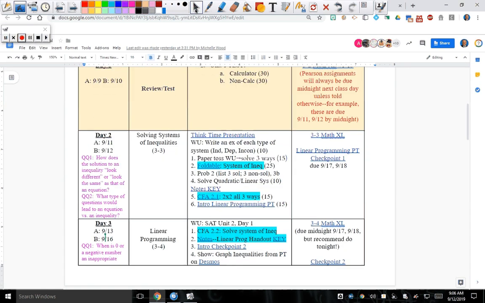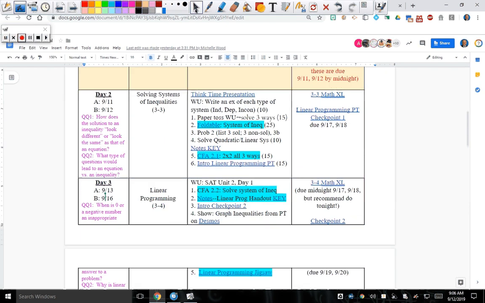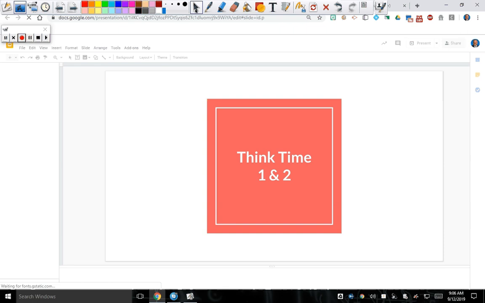Unit 2, Day 2. The two questions that I have for you today are: how does the solution of an inequality look different or look the same as that of an equation? So an equation has this equal sign. An inequality is less than or greater than, less than or equal to, or greater than or equal to. How do they look different? And what type of questions would lead to an equation versus an inequality?